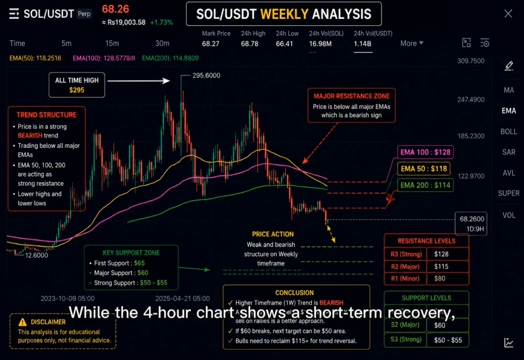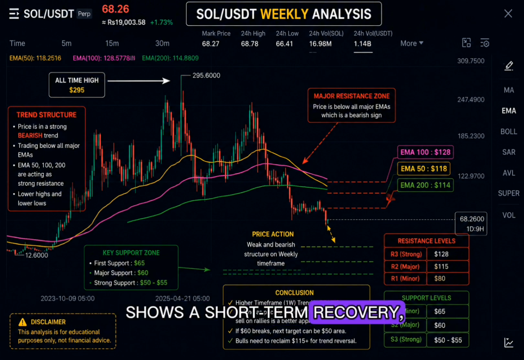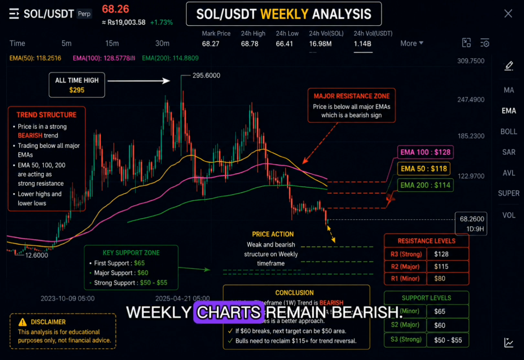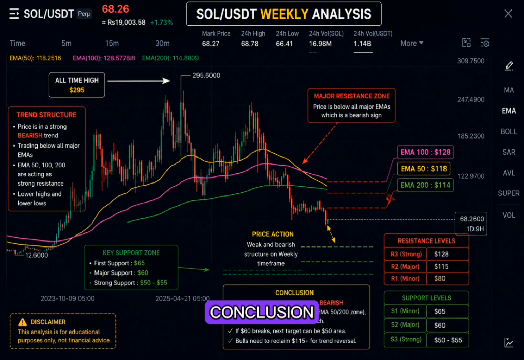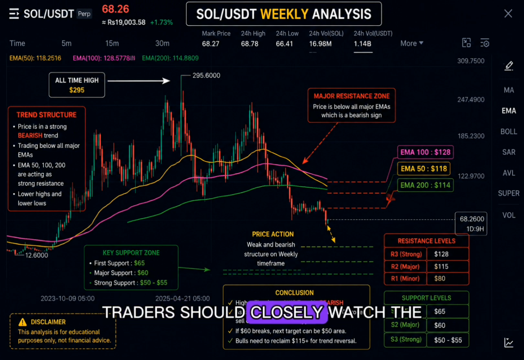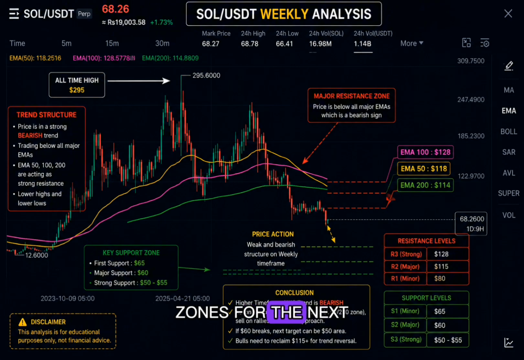Market outlook. While the 4-hour chart shows a short-term recovery, both the daily and weekly charts remain bearish. This suggests that the current bounce could be a relief rally rather than a full trend reversal. Conclusion. As long as SOL remains below the major EMAs, the weekly trend stays bearish. Traders should closely watch the $60 support and $80 resistance zones for the next major move.